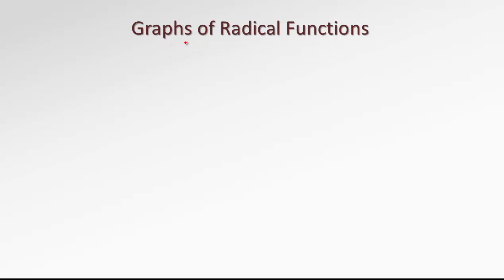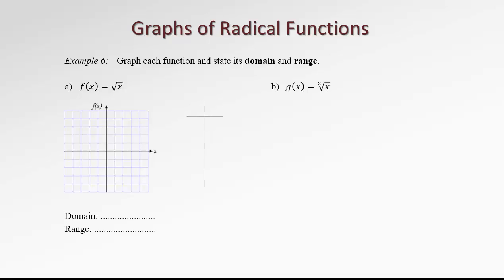In this lesson, we'll look at graphs of radical functions. First, let's look at the graph of the basic square root function and then cube root function. We're also asked to state the domain and range of each function. So, to graph this function, let's help ourselves with a table of values. That will be our input x and the output root of x.